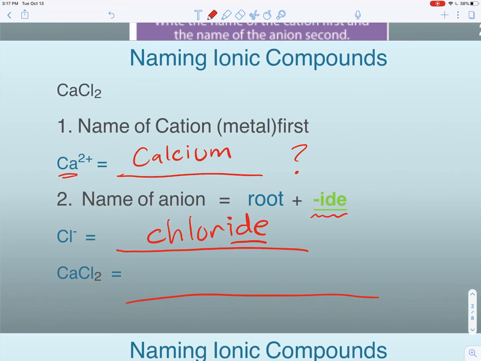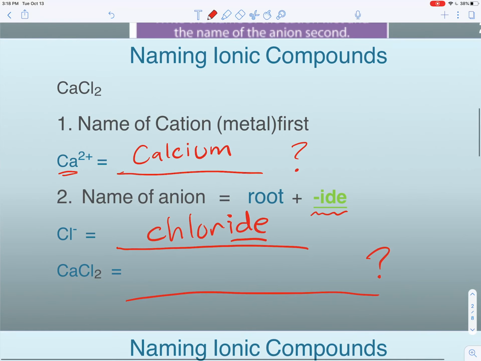Now, combine those two together. Always write the metal first. And what do you think the name of this ionic compound is going to be? Calcium chloride. There you have it.